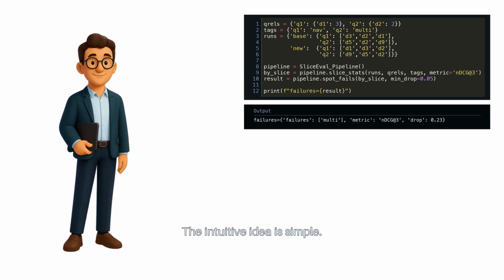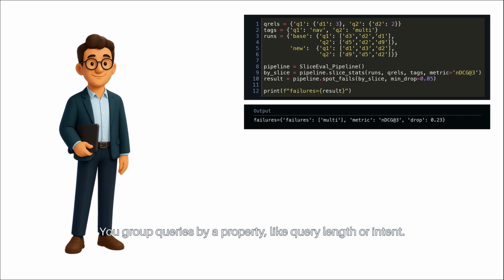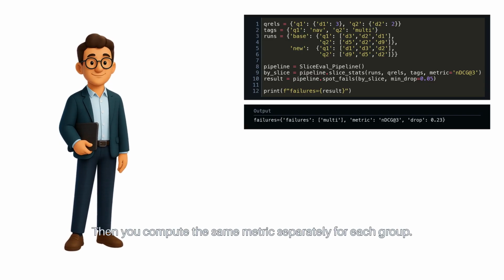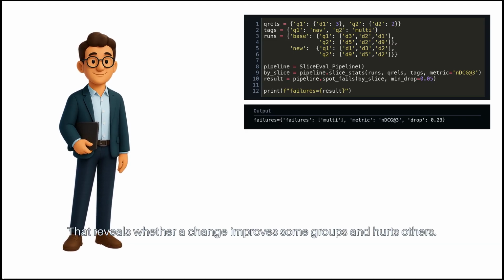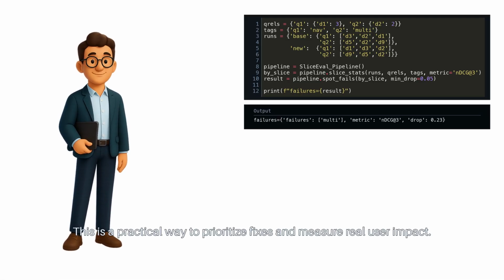The intuitive idea is simple. You group queries by a property, like query length or intent. Then you compute the same metric separately for each group. That reveals whether a change improves some groups and hurts others. This is a practical way to prioritize fixes and measure real user impact.